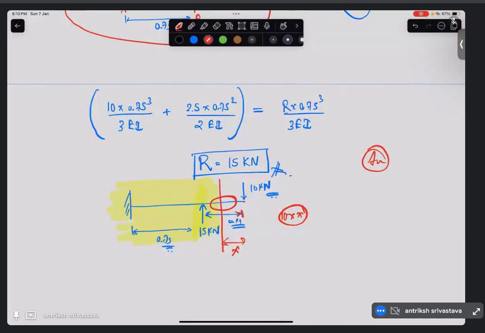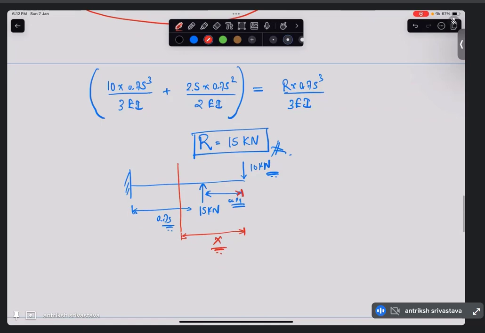So how do we know where it is going to be? It is going to be beyond the 15 kilonewton. So now let me write x here. Somewhere here the bending moment is going to be zero, because this is creating a clockwise moment and this is creating an anti-clockwise moment, so they are going to cancel each other out.